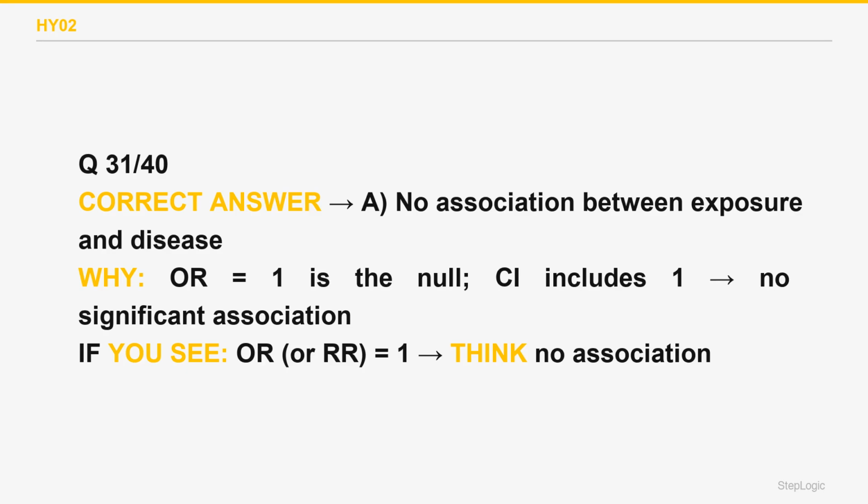The correct answer is A. A strong positive association would require an OR well above 1, which is not the case here. Choice B wrong. A protective effect would require an OR below 1. An OR of exactly 1 shows neither risk nor protection. Choice C wrong. An odds ratio of 1 means no association.